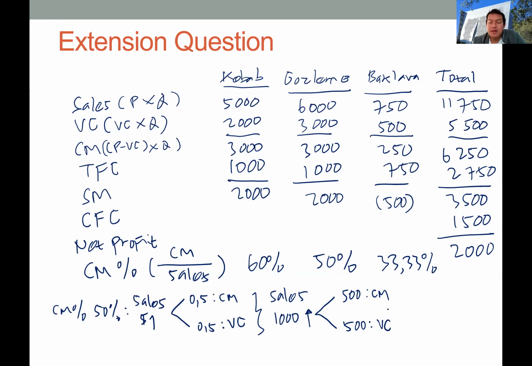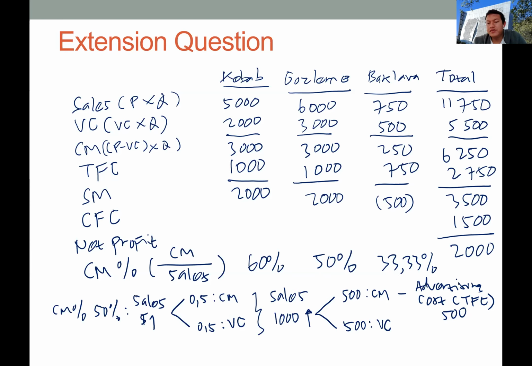Okay, and don't forget, we also have additional advertising costs. So advertising expenses, which is additional traceable fixed cost. Okay, so the traceable fixed cost is 500.